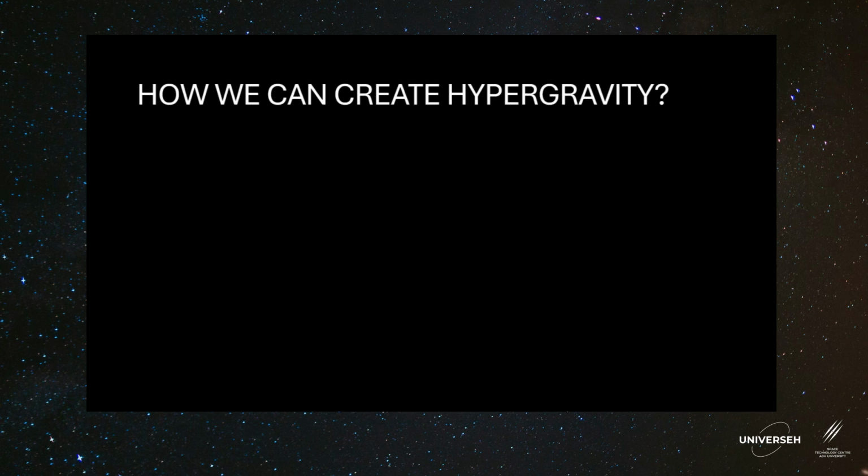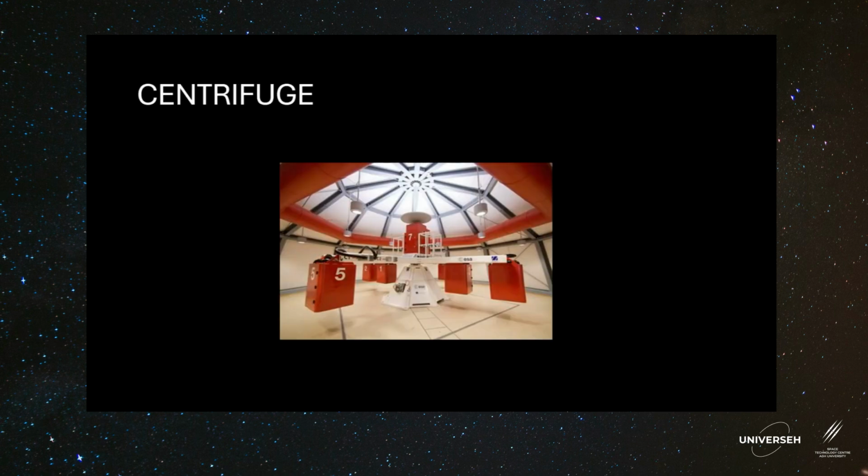Because how can you create hypergravity? For hypergravity, usually we use a centrifuge. This centrifuge can create hypergravity up to 20G, and we have 6 boxes, and we can have different hypergravity in every box. What is good for us? Because we can test a few conditions at one time.